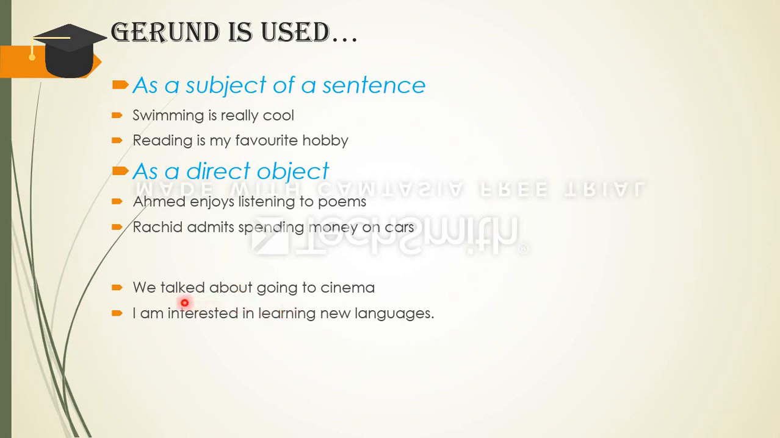He insisted on having. I am keen on learning. So when I have the verb plus a preposition, on, in, about, over, and so on, I put the ing form after. So here we can speak about the gerund as an object of preposition.